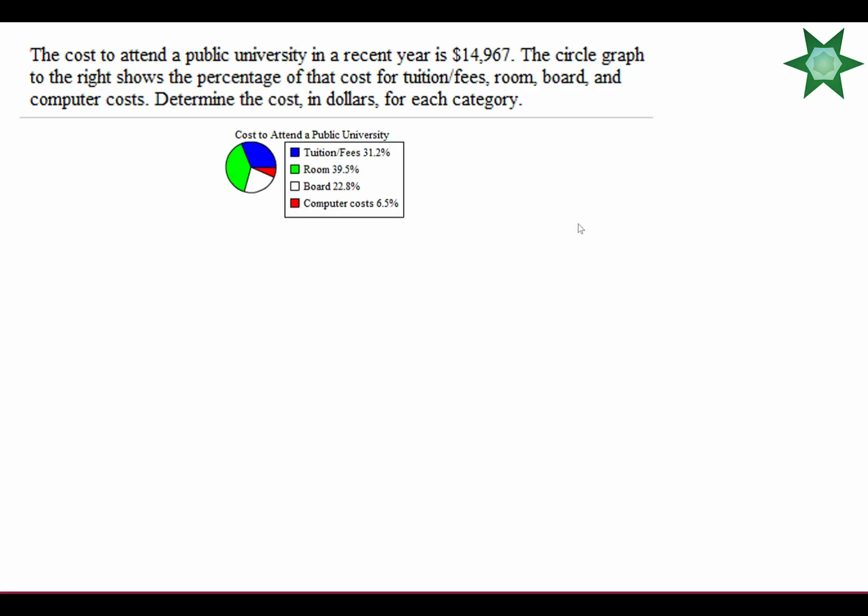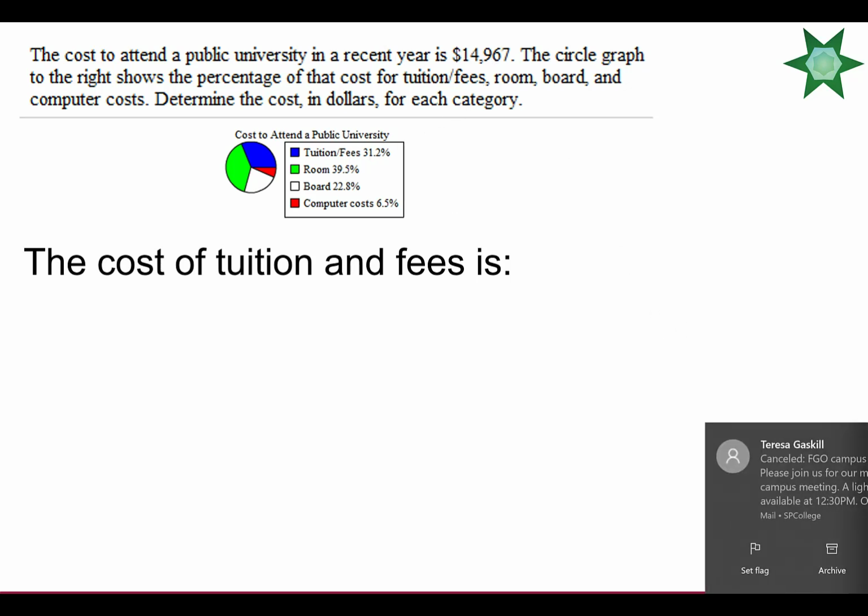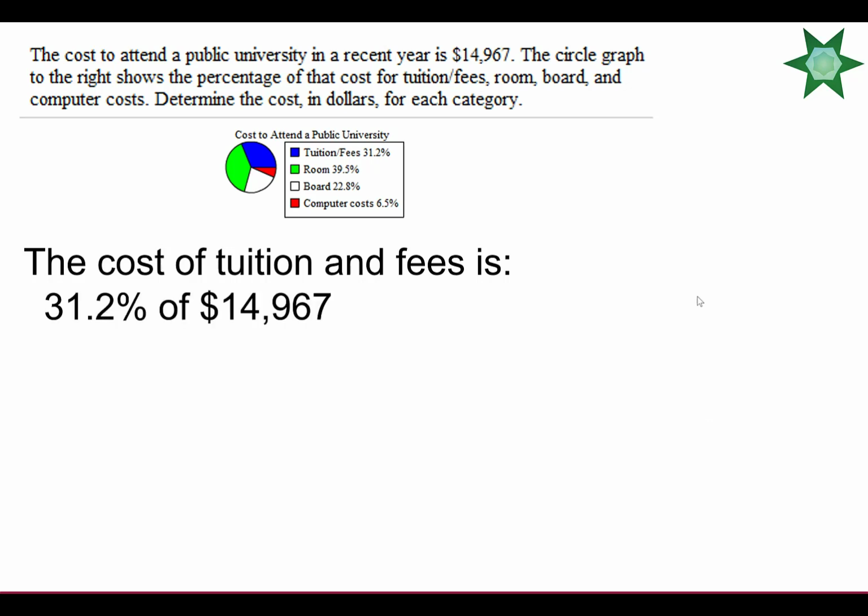And here's another one. The cost to attend a public university in a recent year was $14,967. The circle graph to the right shows the percentage of that cost for 4 categories: tuition and fees, room, board, and computer costs. Determine the cost in dollars for each category. So what you're going to do is take the percentage as a decimal and multiply it by the total cost to get the category amount that's represented by that particular category.